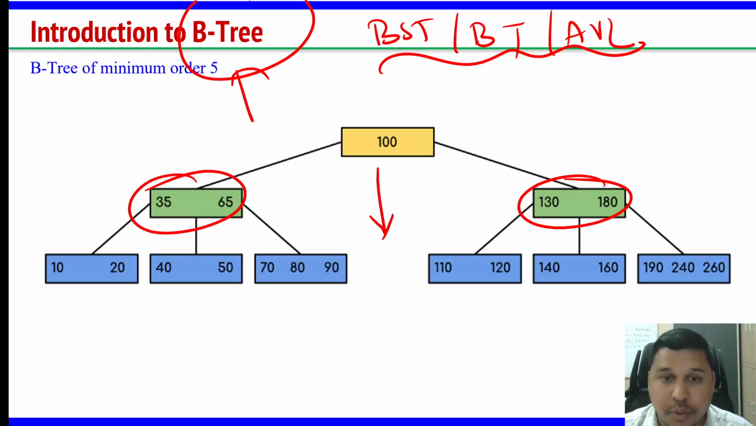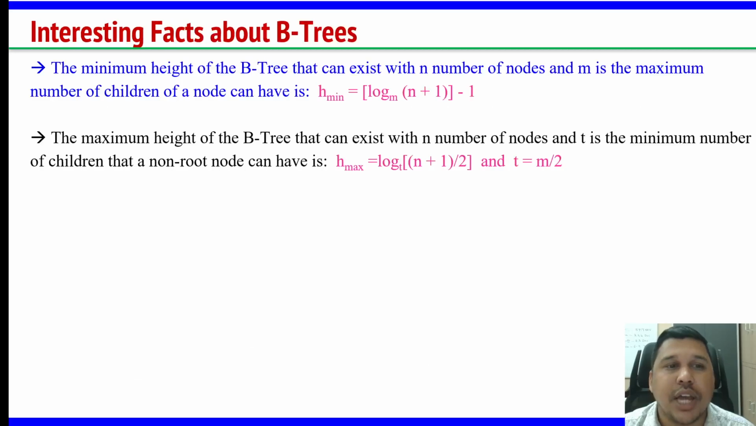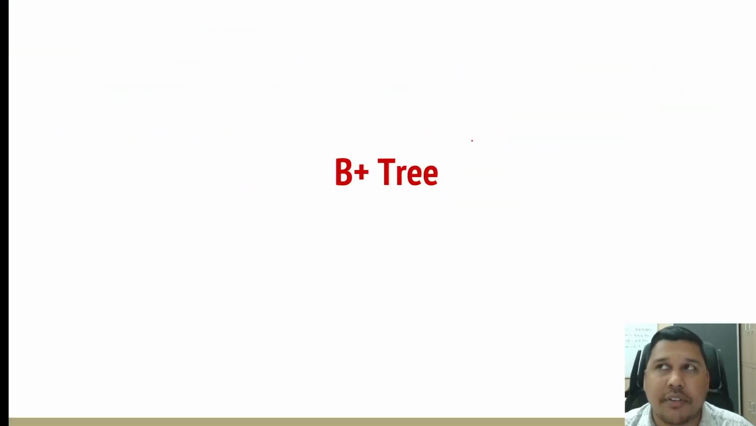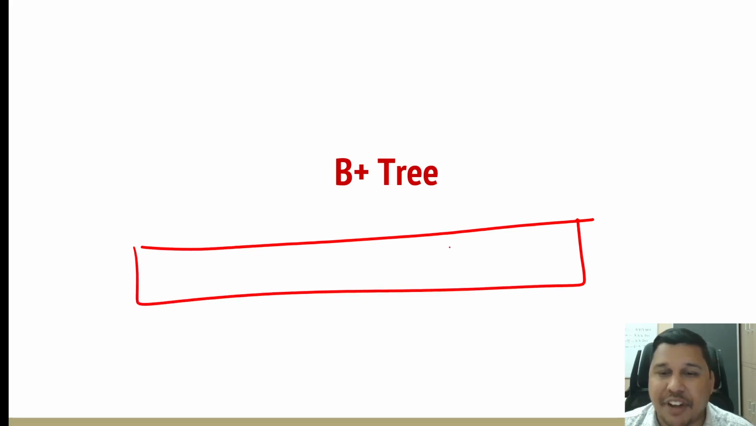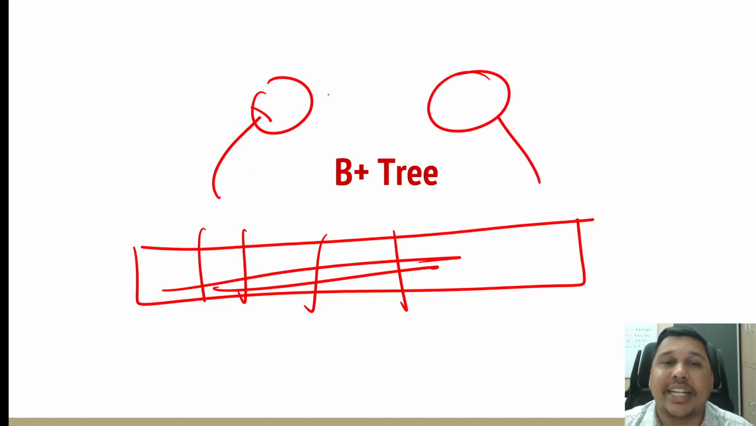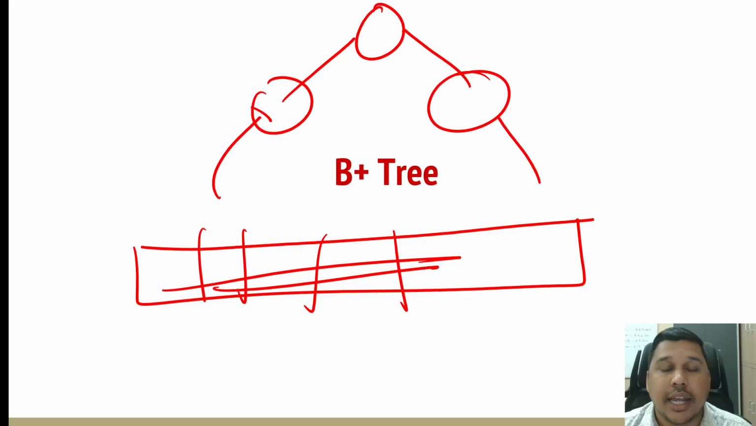But still, insertion and deletion are a little problematic even in B tree. That's why we have come up with a new tree called B plus tree. In B plus tree, what will happen? All the elements will be available only in the leaf nodes, only at the leaf level. The internal nodes will contain only the pointers. Elements are available at the leaf nodes.